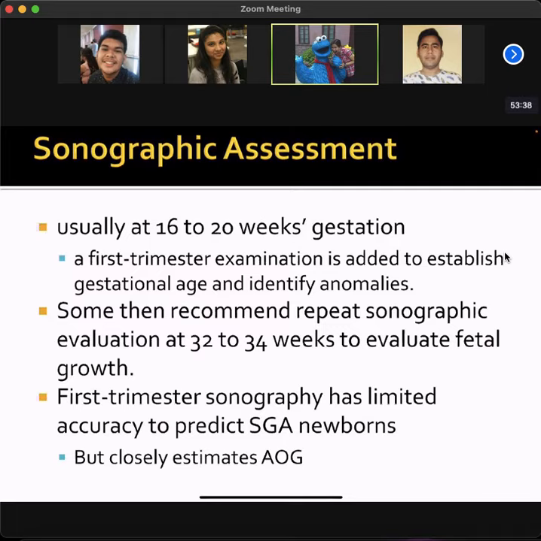Some would then recommend repeat sonographic evaluation at 32 to 34 weeks to evaluate fetal growth. Although first trimester sonography has limited accuracy to predict small for gestational age newborns, it is important because it closely estimates age of gestation. It also has the most accurate estimate of age of gestation.